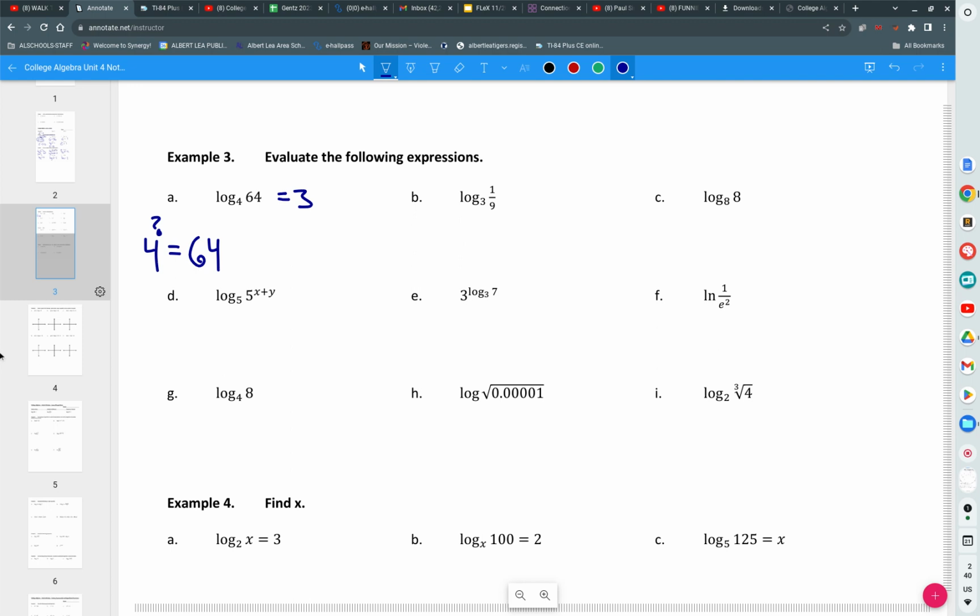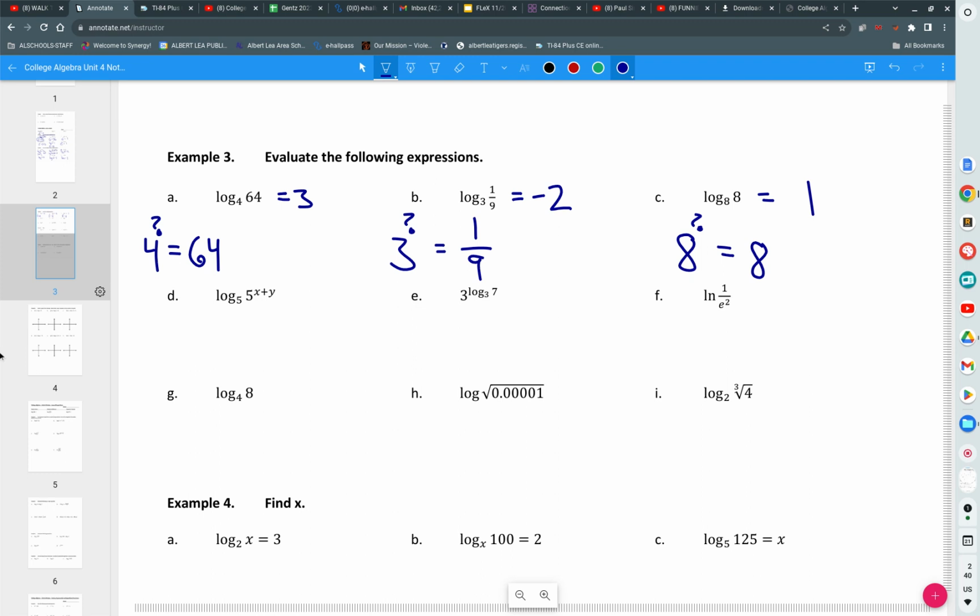The next one is 3 to what power is equal to 1/9? Negative 2. So notice 3 squared is 9. If you have the negative power, it's going to flip it. So it is negative 2. This means 8 to what power is 8? And you get 1. Any questions how I produce those?